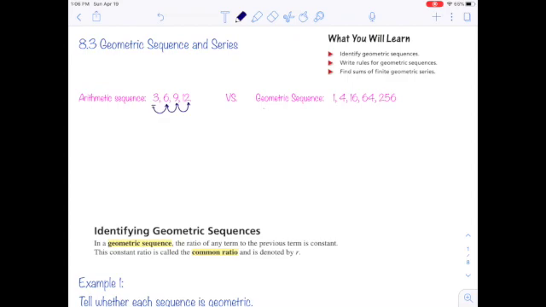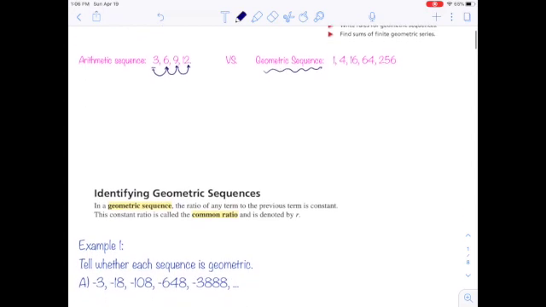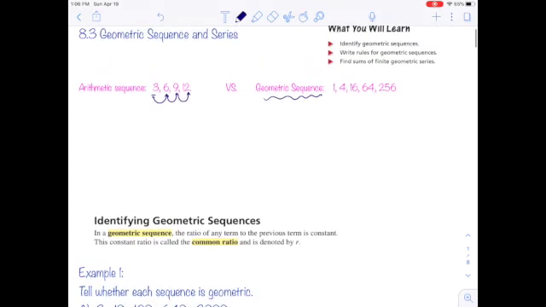Today we're talking about a geometric sequence, like the pattern of 1, 4, 16, 64, 256. You'll see these numbers are growing really fast. And so when you look to identify a geometric sequence, you're going to look at the common ratio. The ratio of any term to the previous term is constant, and this constant ratio is called a common ratio, and we're going to use the variable r.